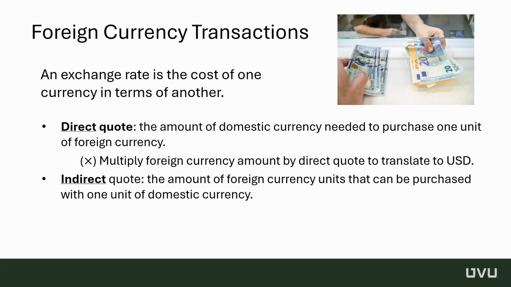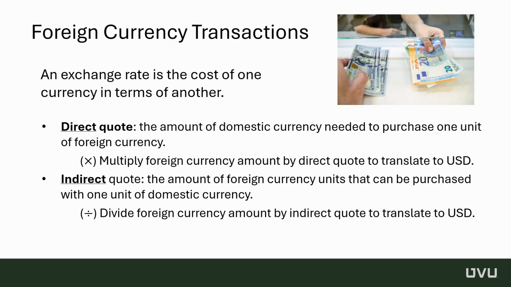An indirect quote works the other way around. It tells us how many units of foreign currency can be purchased with 1 unit of domestic currency. This is probably the way you typically think about exchange rates. How much does $1 US get you in terms of that foreign currency you're interested in? When we have an indirect quote, we're going to divide the foreign currency amount by that rate to translate it into US dollars. I would certainly take note of these arithmetic operators. A critical first step is knowing how to translate foreign currency amounts into our reporting currency.